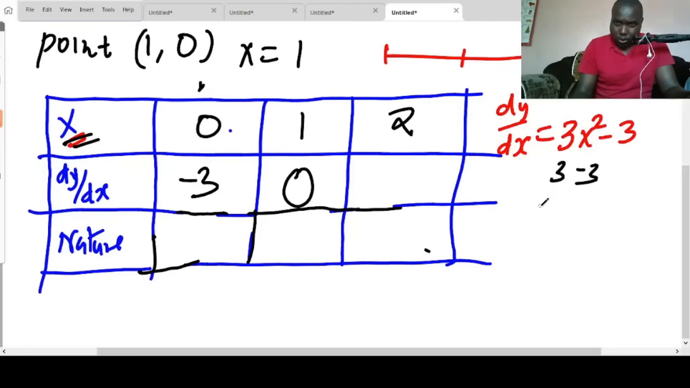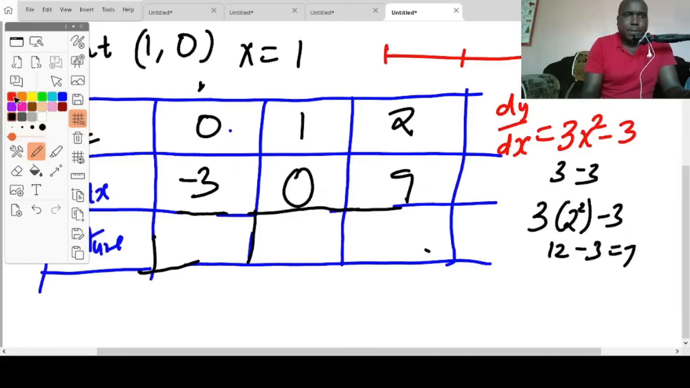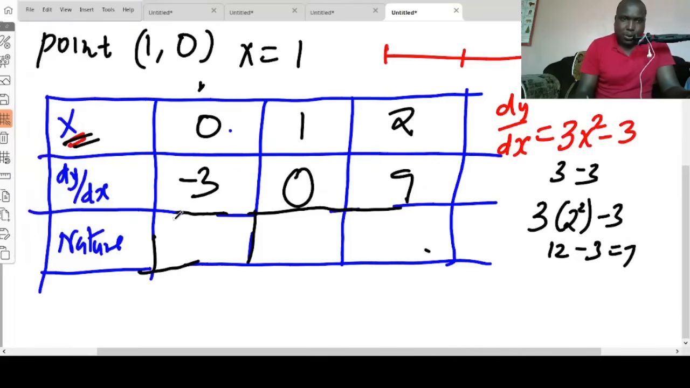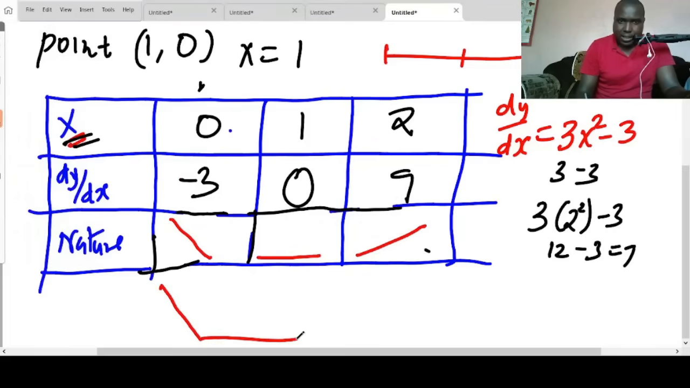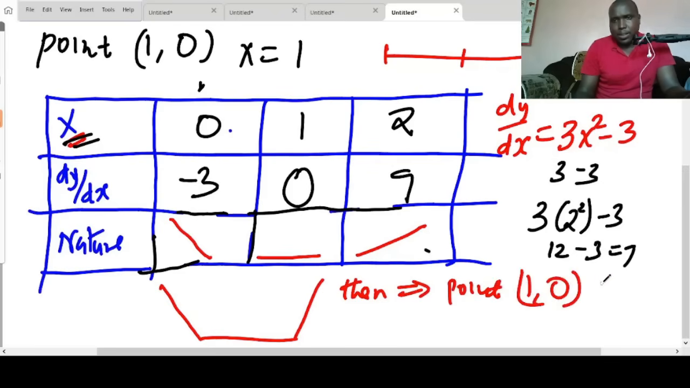Next, when x is 2, it will be 3 into 2 squared minus 3. It will be 12 minus 3, and the answer is 9. So the nature: this one is negative, so it is decreasing, then 0, then positive, it is increasing. Then it implies that point 1, 0 is the minimum.